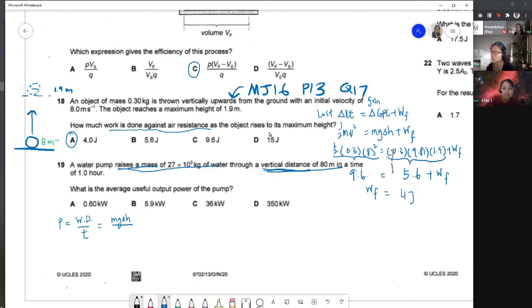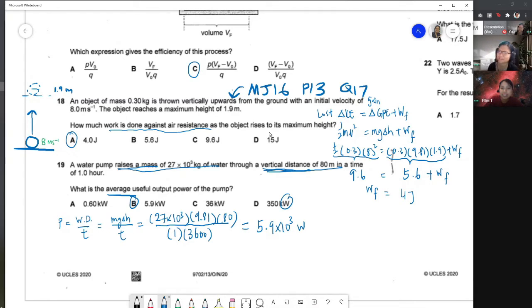mg change in height over t. 27 times 10 to the power of 3, 9.81. The change in height is 80 over t. Can I put 1? Cannot. The watt here must be in seconds, don't put hour. Convert hour to second. Multiply everything, you should get about 5,000 over almost 6,000 kilowatt. Very nice.